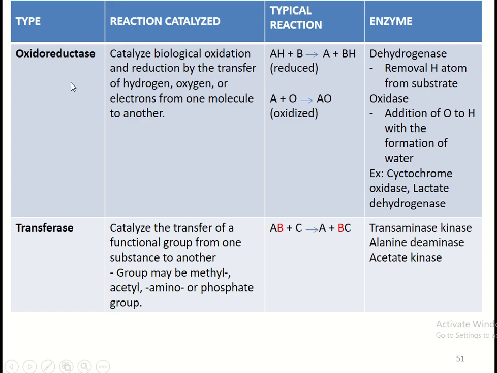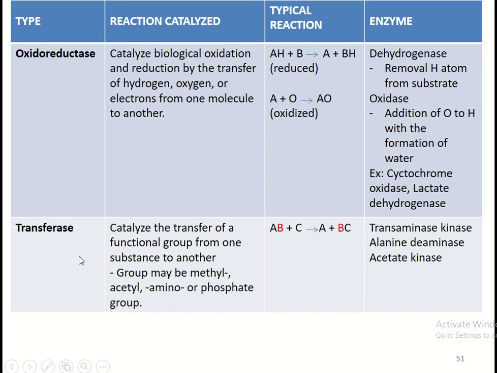So, what is oxidoreductase? Oxidoreductase is an enzyme that catalyzes biological oxidation and reduction by transferring either hydrogen, oxygen, or electrons from one molecule to another. Examples of oxidoreductase enzymes are dehydrogenase or oxidase, cytochrome oxidase, and also lactate dehydrogenase.